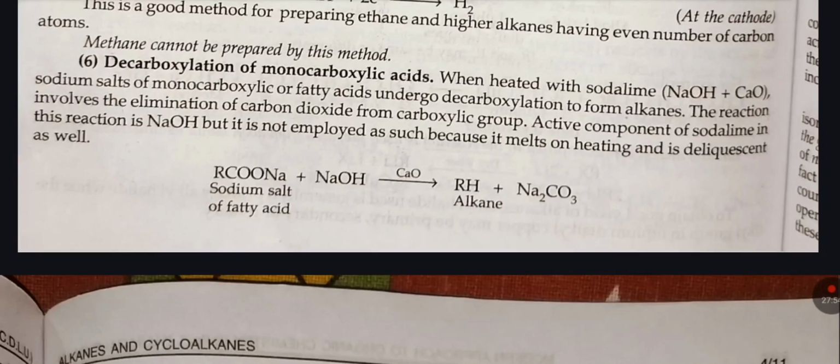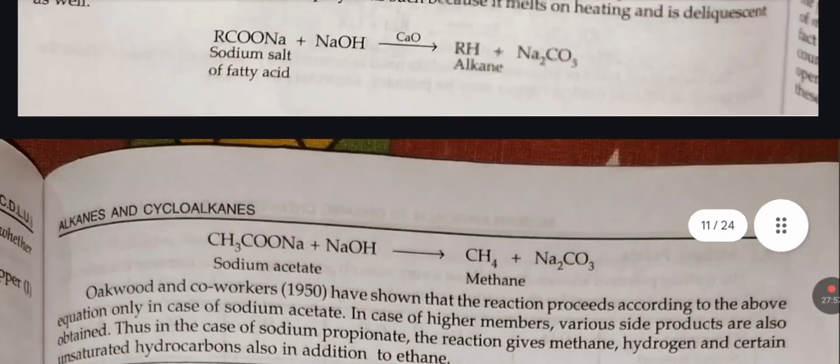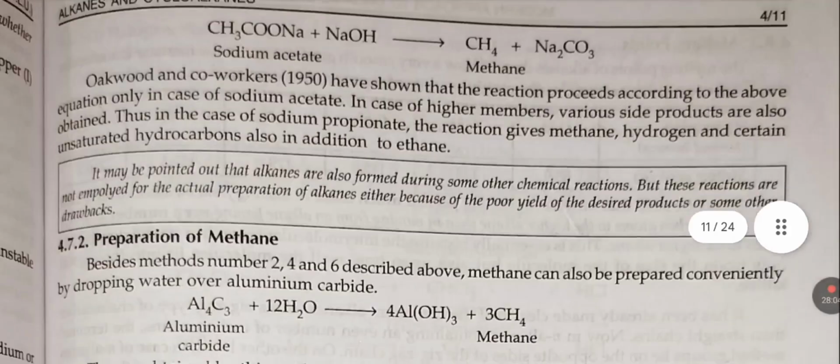deliquescent as well. Sodium salt of fatty acid plus NaOH, in the presence of CaO, will give alkane plus Na2CO3, and sodium acetate plus NaOH will give methane and Na2CO3. Whitmore and co-workers in 1950 have shown that the reaction proceeds according to the above equation only in the case of sodium acetate. In the case of higher members, various side products are also obtained.